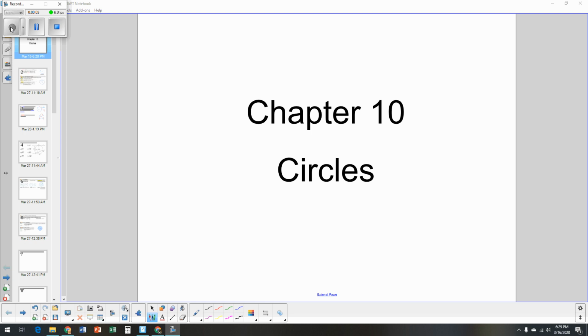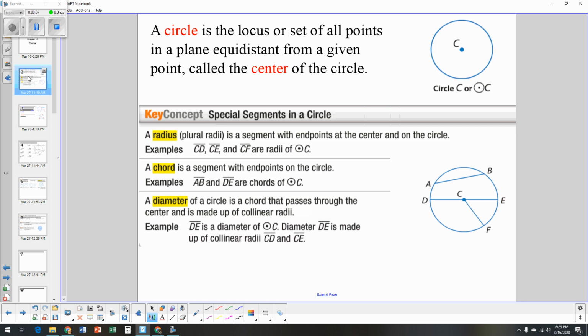We're going to start our unit on circles. The first thing we're going to talk about is what is a circle. So a circle is the set of all points that are equidistant from a given point. So we have our point here, center C, and the circle is everything that is the same distance from that point C. All right, so the circle is actually this exterior line here. This would be the interior of the circle, and anything here would be on the circle.